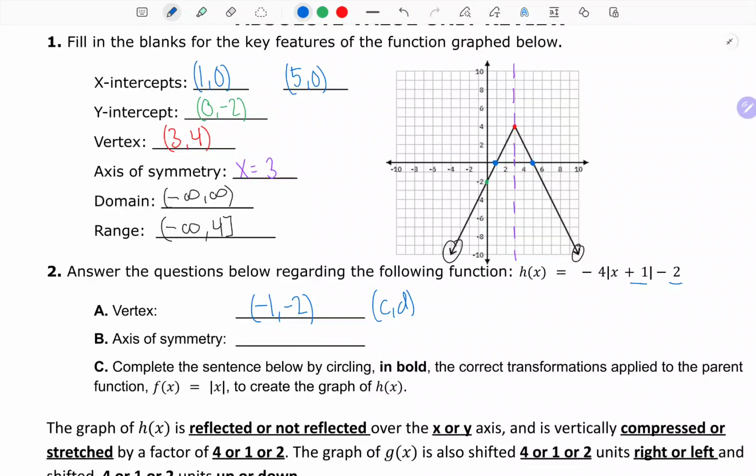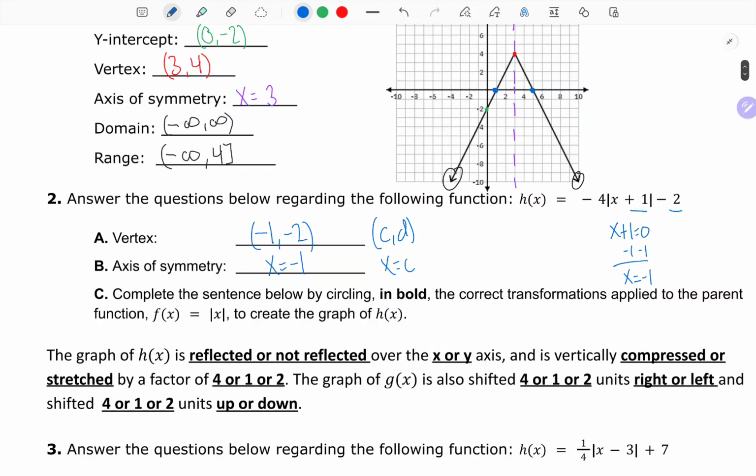And for the axis of symmetry, x equals c. So over here, this one's a little bit different. You take x + 1, you set it equal to 0, subtract the 1, x equals -1. We've talked about this with the inside of the absolute value. Make sure you do that.